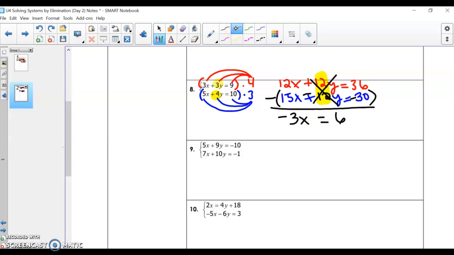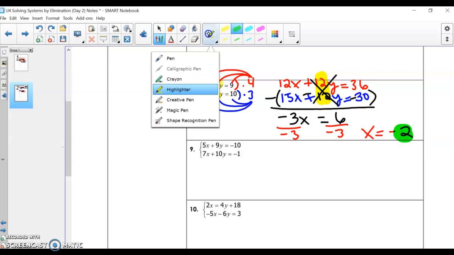Now I'm down to a one-step equation. I'm going to divide by the negative 3. X is going to equal 6 divided by negative 3, which gives me negative 2. I know I'm going through this one fast. I just want to try to squeeze it into the same video. All right, and now we have to take our negative 2, which is what x equals, and plug it into one of the equations. I'm just going to plug it into the top one just because it seems easiest for me.